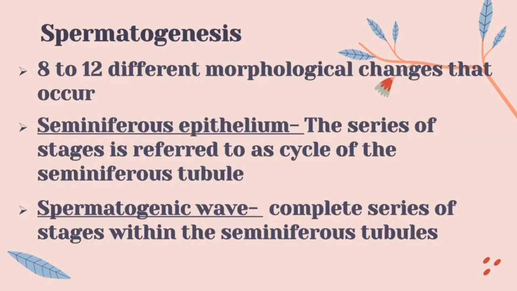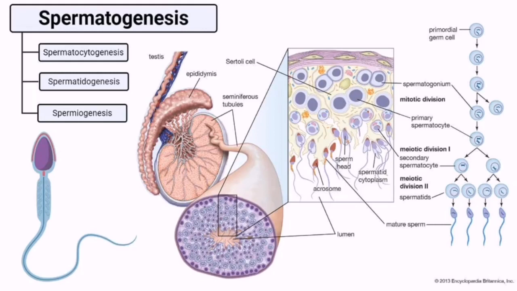Spermatogenesis. It involves 8 to 12 morphological changes that occur. The series of stages is referred to as the cycle of the seminiferous epithelium, while the complete series of stages within the seminiferous tubule is called a spermatogenic wave. This figure shown here is of spermatogenesis and its stages.